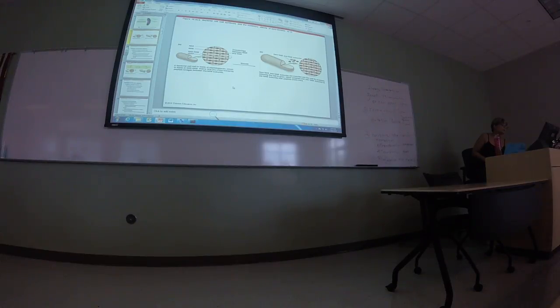How the peptidoglycan is structured. Remember I said it's a net-like molecule? You have alternating sugars. NAG, look in your textbook, stands for N-acetylglucosamine. Has anyone heard of glucosamine? What do you take glucosamine for? Joints. Your joints, your cartilage.